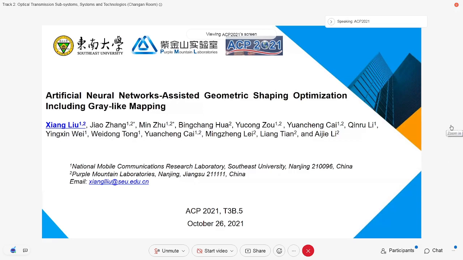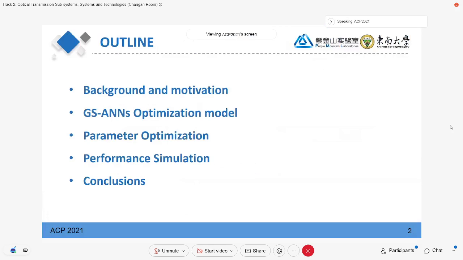I will talk about artificial neural networks assisted geometric shaping optimization, including grid-like mapping. My report is divided as follows. First, I will introduce the background and motivation, and I will talk about the geometric shaping, artificial neural networks optimization model, and parameter optimization. Next, I will introduce the performance simulation. Finally, I will give the conclusions.